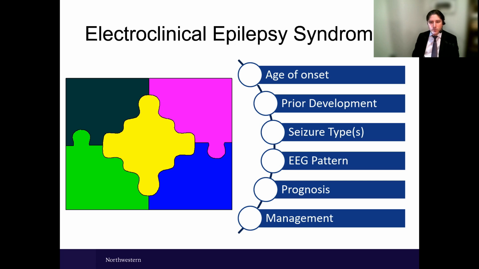So the epilepsy syndromes are made up of several criteria. We look at the age of onset of the patient. When do they start having seizures? If they're a bit older, what has their development been like up to that point? What types of seizures are they having? What does their EEG look like in between and during the seizures? And that helps us have some information about the possible epilepsy syndrome, if they fit into one, and then can give parents a prognosis, what to expect in the future, and maybe tell us what type of medications to use.